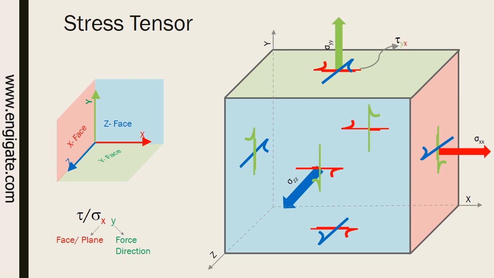Now here is an example given for the red arrow. The red arrow is in the y plane and it's in the x direction. So the notation is tau yx. Similarly for the blue arrow, the plane is the same but the force direction is changed to z. So the notation is tau yz.